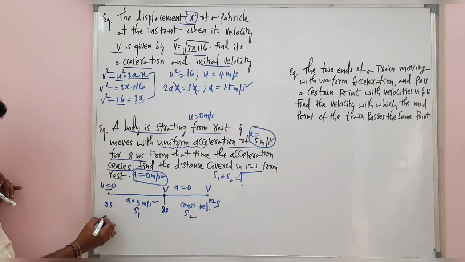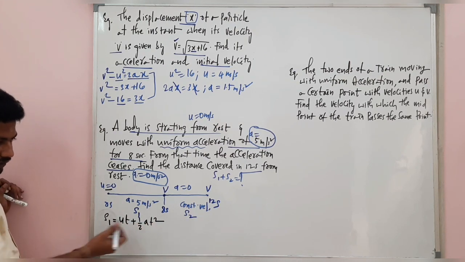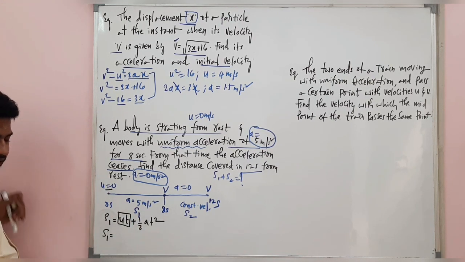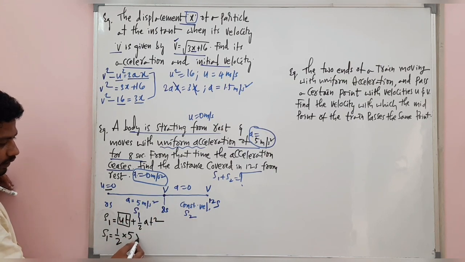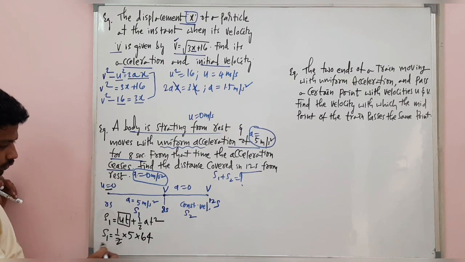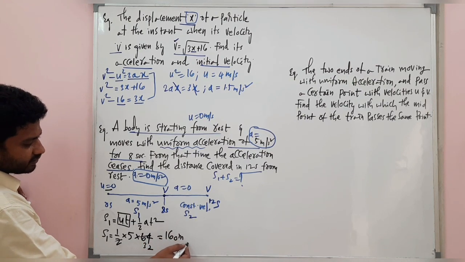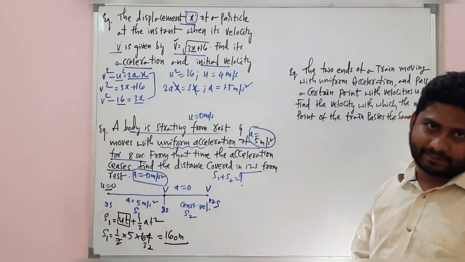So S1 is equal to ut plus half at square. S1 will be equal to u into t, it is 0 because the body is starting from rest. Half into acceleration, which is 5 meter per second square, into t square. From here to here it is 8 square, 64. It is 2 ones and 2 32s. 32 into 5, it is 160 meters, my dear students. 160 meters is the distance traveled in 8 seconds.